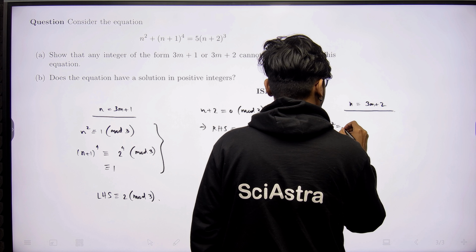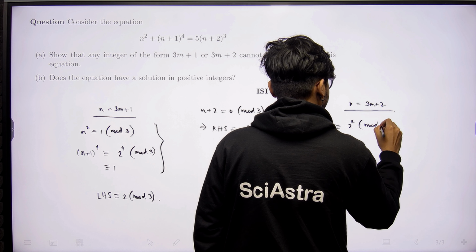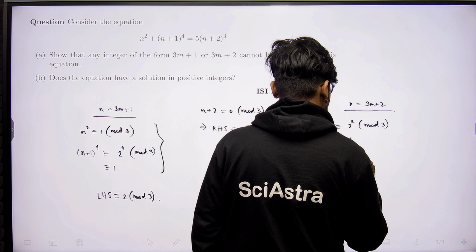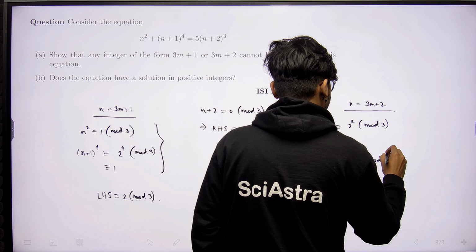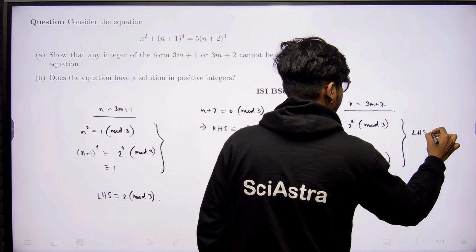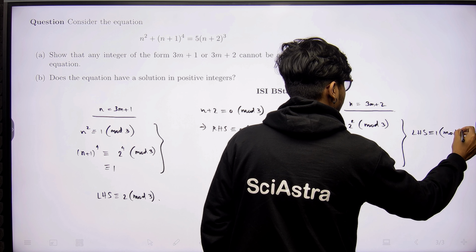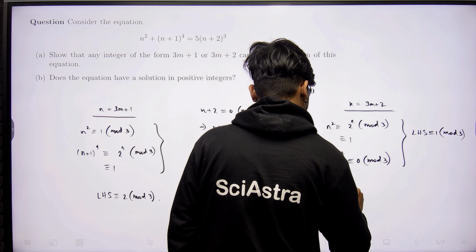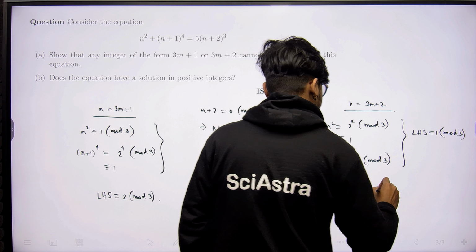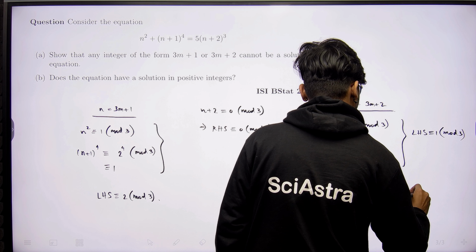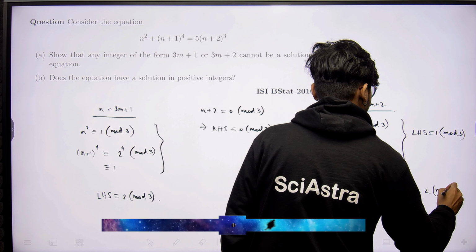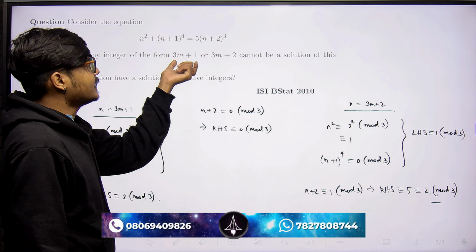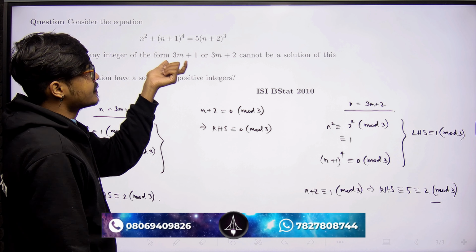Now n² is going to be congruent to 2² mod 3, that is 1, and (n + 1)⁴ is going to be congruent to 0 mod 3. So again, the LHS is going to be congruent to 1 mod 3. Now coming to the right hand side, n + 2 is going to be congruent to 1 mod 3, which implies that the right hand side is congruent to 5, which is congruent to 2 mod 3. Once again, the left hand side and the right hand side leave different remainders when divided by 3, hence neither 3m + 1 nor 3m + 2 form of numbers can be solutions of this equation.